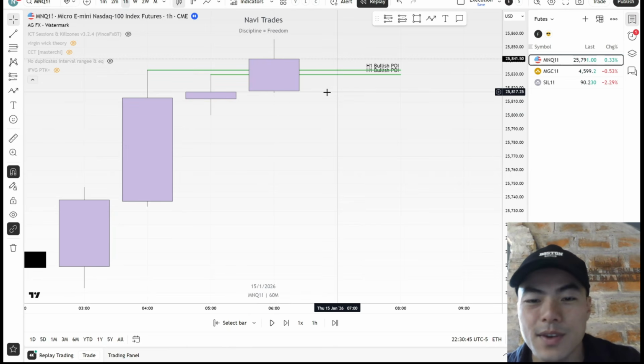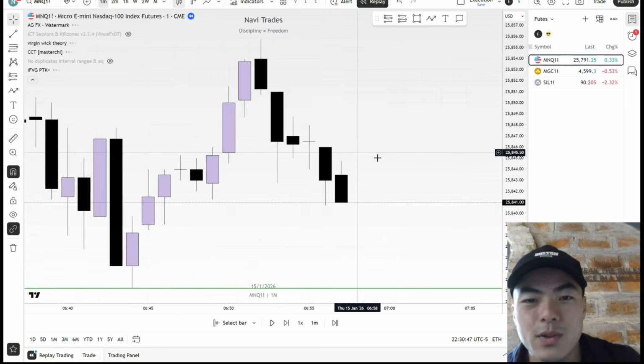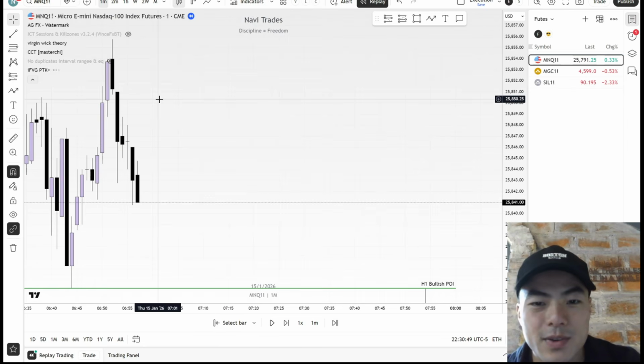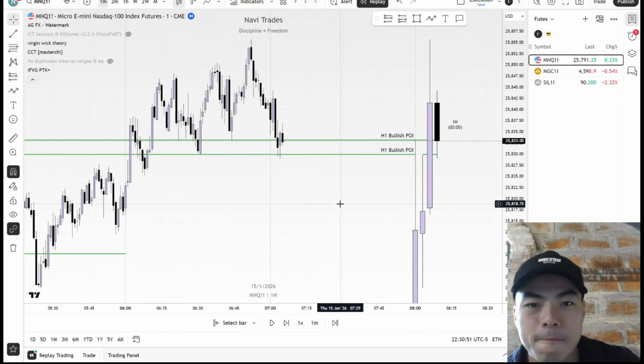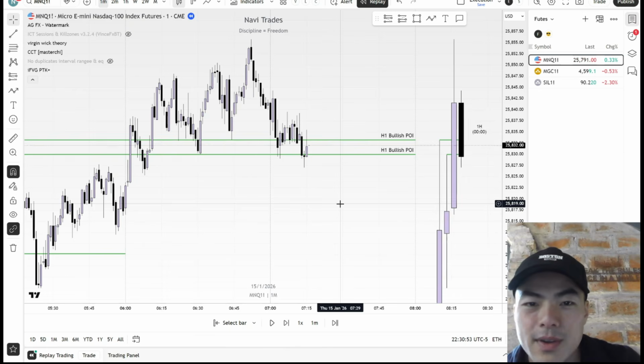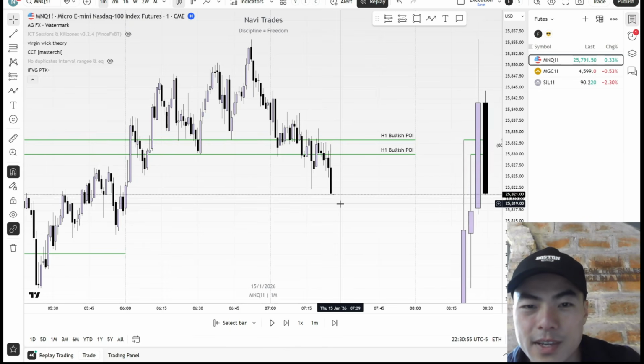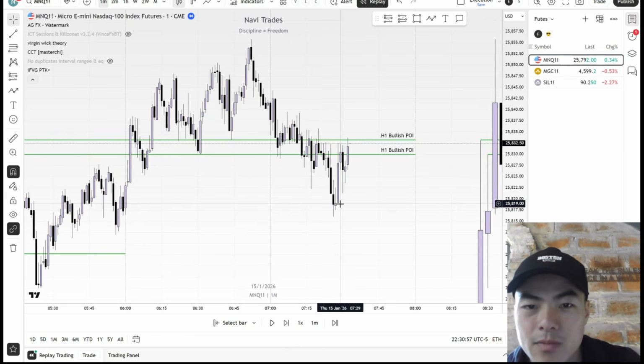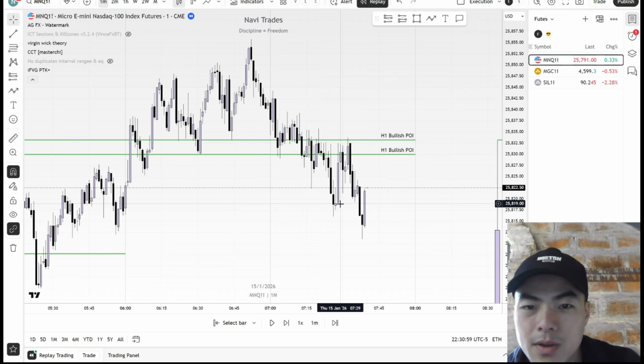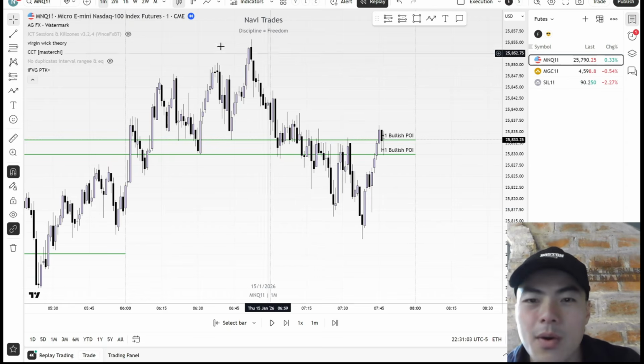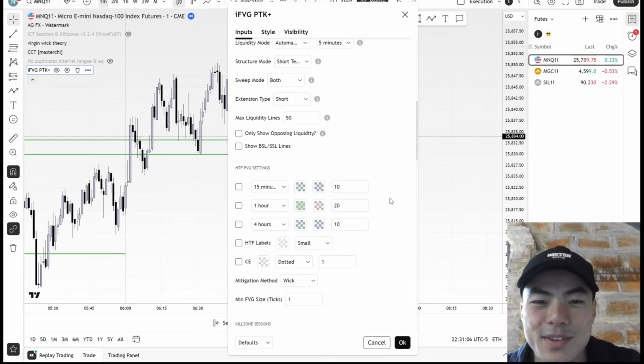So from 7 a.m., you can look for longs if the POIs get engaged. Let's have a look. So they get engaged, but no IFVG yet. Nothing yet. Nothing yet. Oh wait, I need to turn this on.